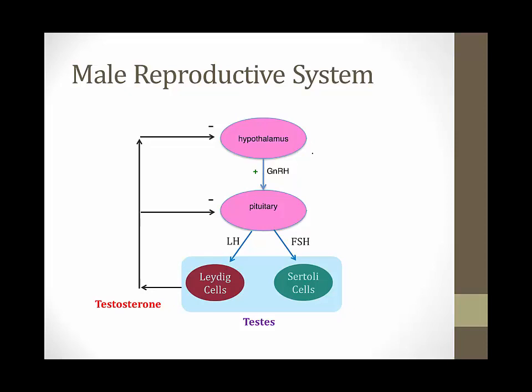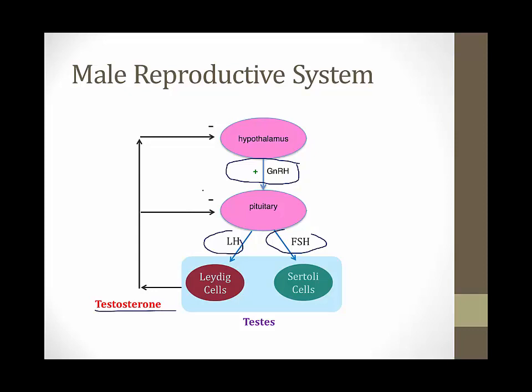By way of review, the male reproductive system begins in the hypothalamus, which secretes GnRH, which stimulates the pituitary gland to release LH and FSH. The LH and FSH hormones stimulate two important cell types in the testes, the Leydig cells and the Sertoli cells. The Sertoli cells are important for spermatogenesis, and the Leydig cells are important for synthesis of testosterone, which feeds back negatively on the pituitary gland and the hypothalamus.